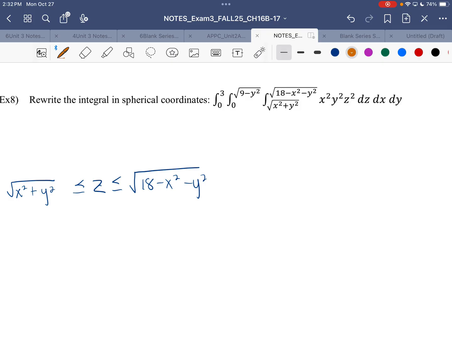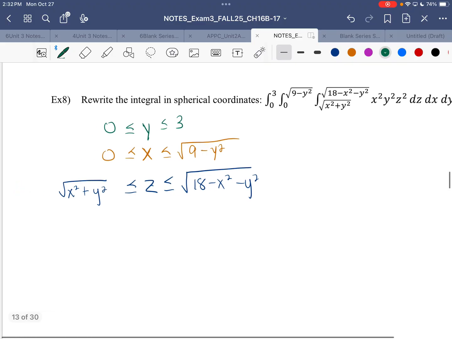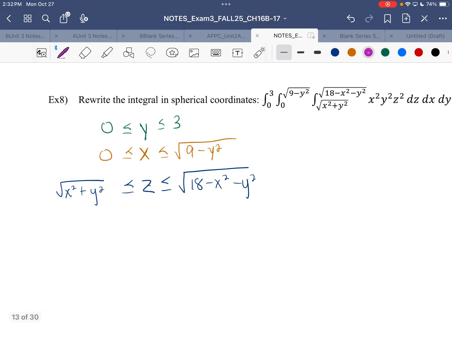All right, the middle integral, whose boundaries is that? X. And then the outer one is y. In your work, I should see this written out. This part's the domain. And then the entire thing here is everywhere.